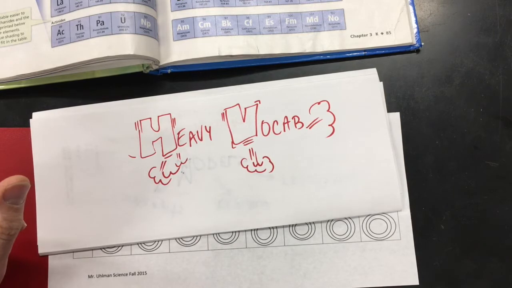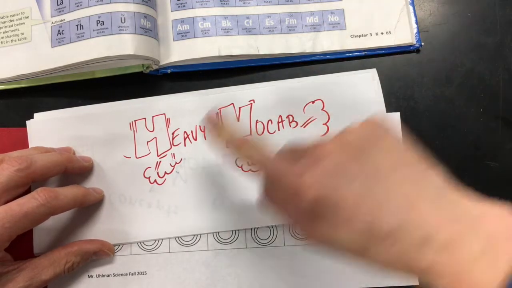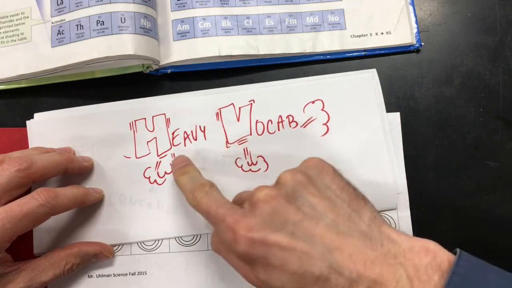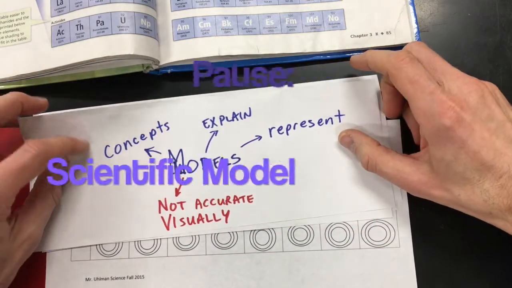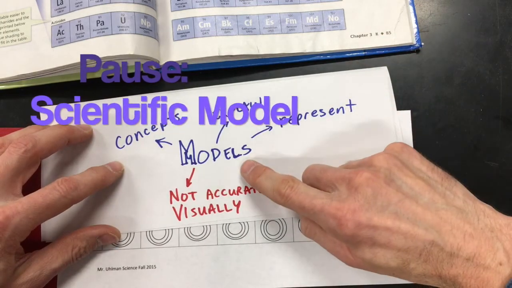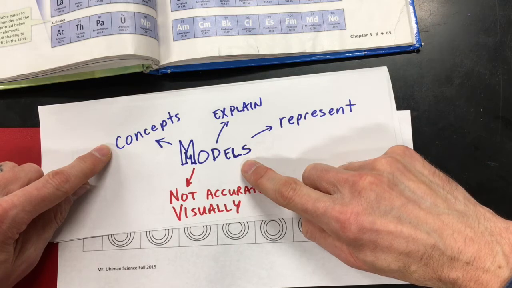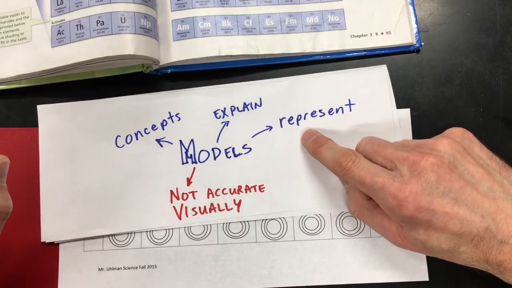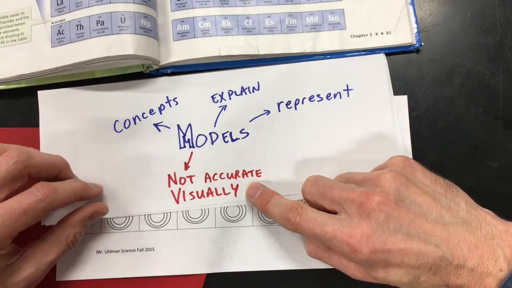Today we're going to be building atoms. Now keep in mind you want to have your notes ready because this is going to be really vocabulary heavy today. So let's take the idea of a model first. A model is meant to help us explain the concept of how atoms are put together. They can represent the parts of an atom, but they're not meant to visually show us what atoms look like.